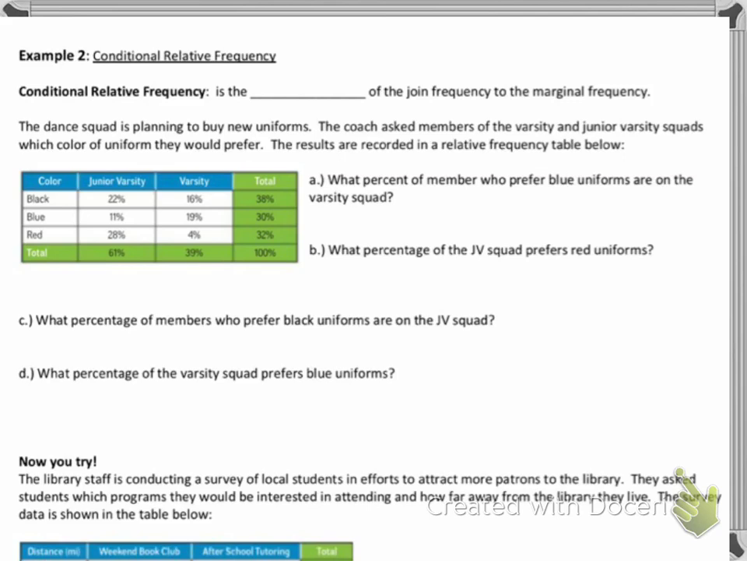So the last thing we're going to look at is conditional relative frequency, which is also a ratio. Man, sometimes I get too close to the top. It is the ratio of the joint, there's a typo, joint frequency to the marginal frequency. Okay, and so this is best described through an example.